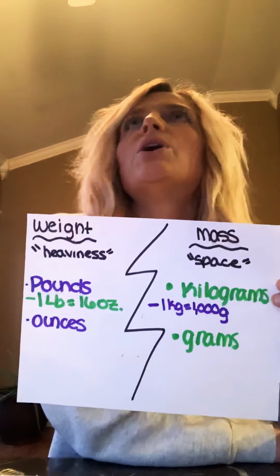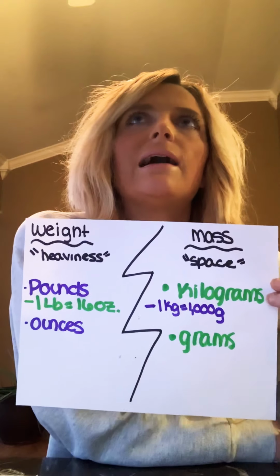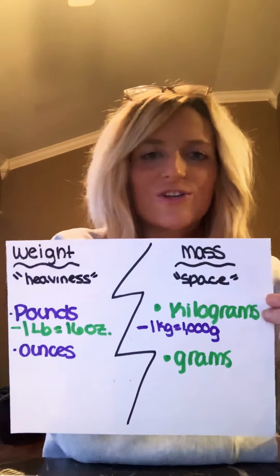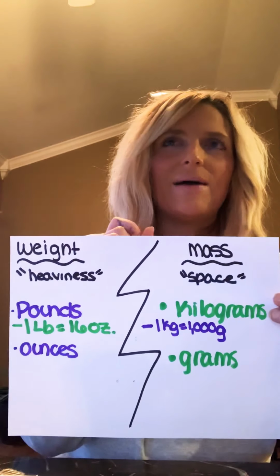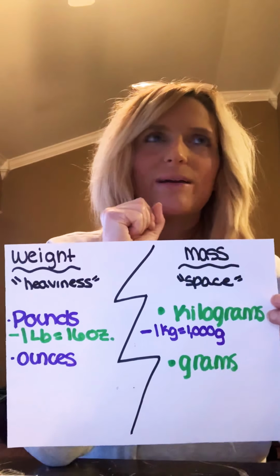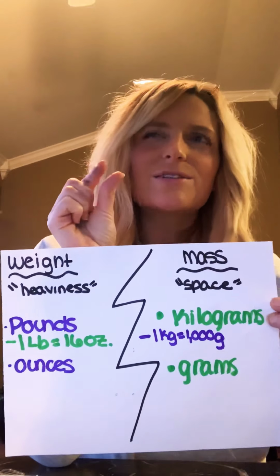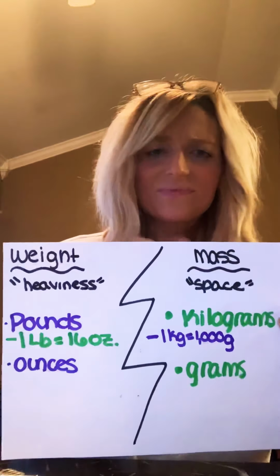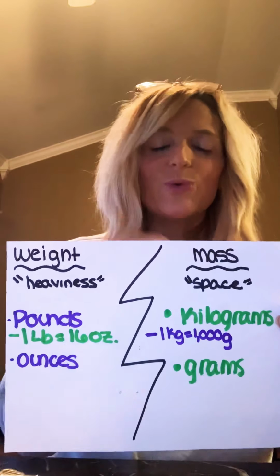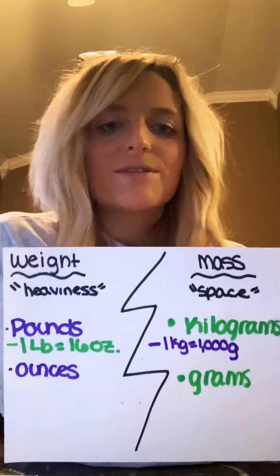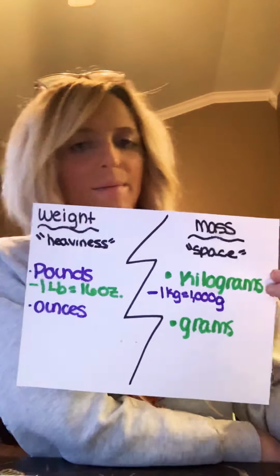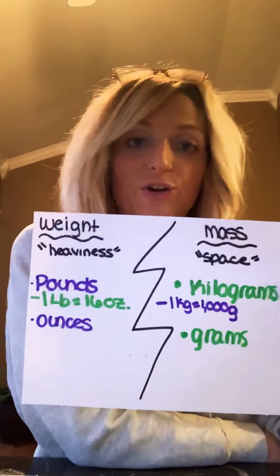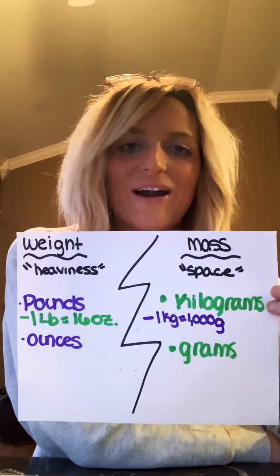If you did any activities maybe in kindergarten, first or second grade, with math manipulatives, the little teeny small cubes usually represent 1 gram. So grams are really small, and kilograms are much larger. 1 kilogram is actually 1,000 grams, so much larger than a gram.